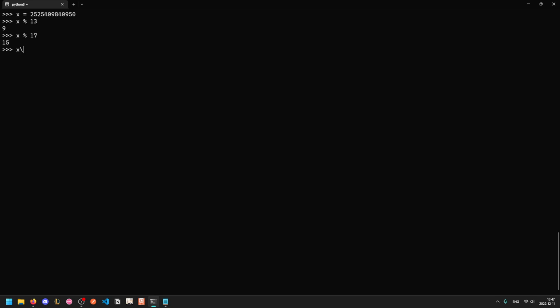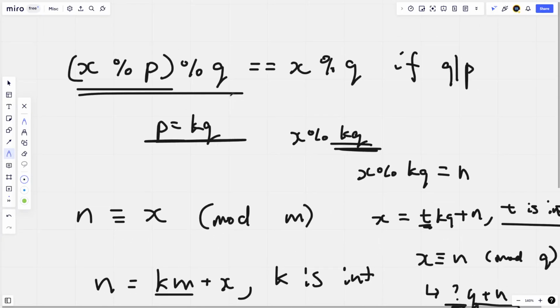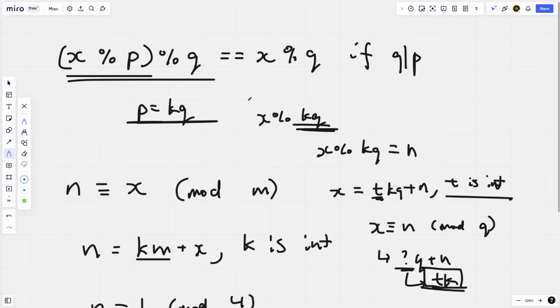But x is somewhat large, so what if we didn't want to have to store this entire thing, but we still wanted to check what it was mod 13 and mod 17? Well, if we take it mod 13 times 17, which is equal to 221, then if we take that value and modulo it by 13, the value does not change. And if we take it mod 17, the value still does not change. So that's the crucial part for this property.